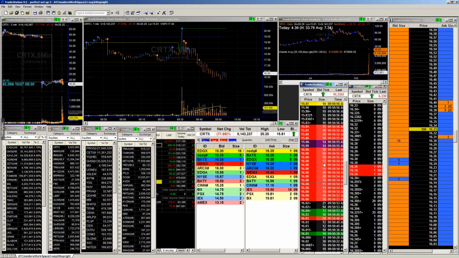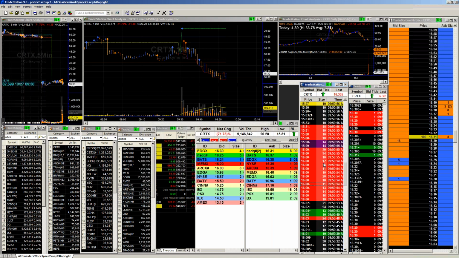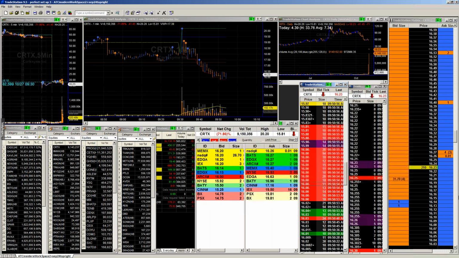Prague was a nice trade, even though it didn't follow its rules from all the buying that I had yesterday. That would have been a good one.